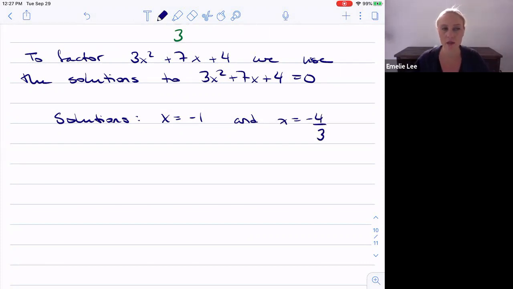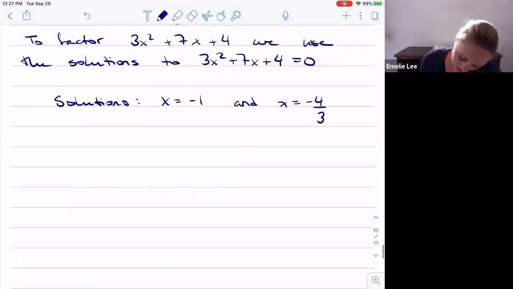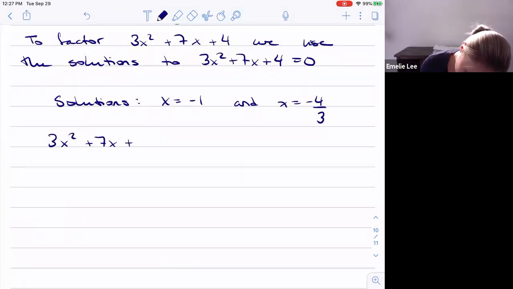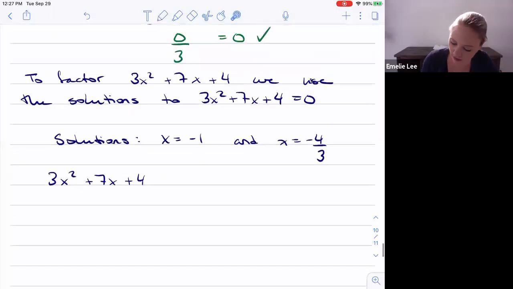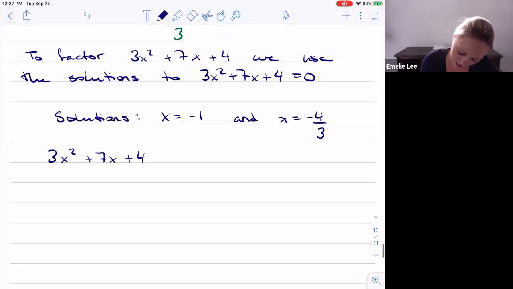Okay. So what we're going to do is factor 3x squared plus 7x plus 4. Notice the difference here: I don't have equals 0. I'm just trying to factor this thing. Once I factor, 3x squared plus 7x plus 4 is going to be x plus or minus something times x plus or minus something.